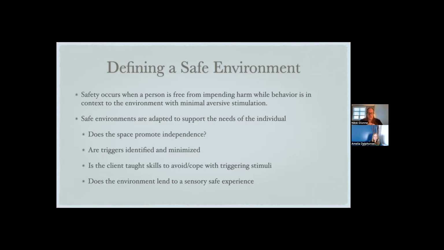So he noted that defining a safe environment might actually be one of the more straightforward terms to define. And he identified safety as suggesting that one is free of impending harm while behaving in a context with minimal aversive stimulation, as indicated by no or minimal engagement in avoidance or escape of that context. So really looking at how we start to operationally define some of these more vague terms so that we can integrate them more effectively into behavior analytics.